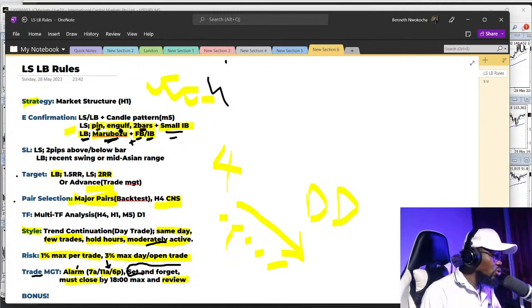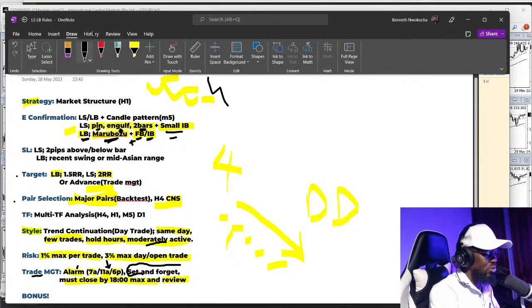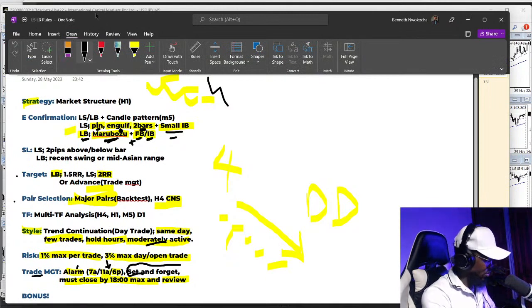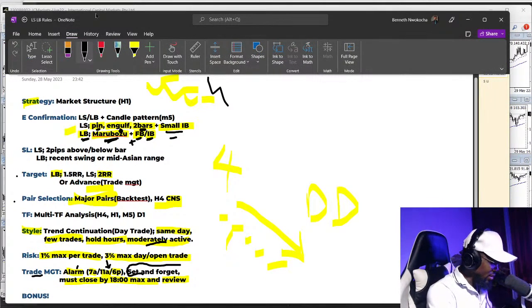Whatever you are doing, close all trades by 1800 WAT. That's 6 p.m. Nigerian time. Close all. Much to teach, guys. There's just too much to teach, but I can't teach everything.